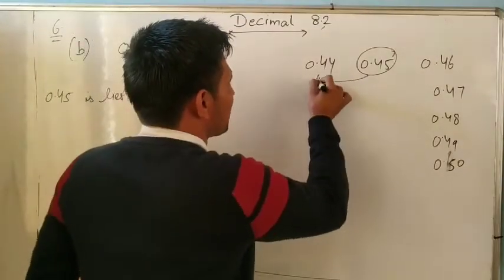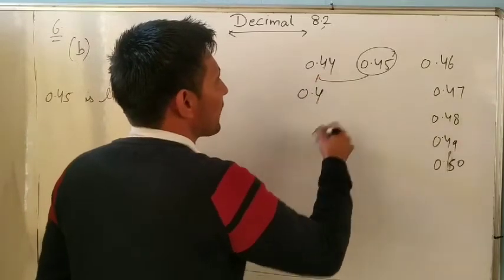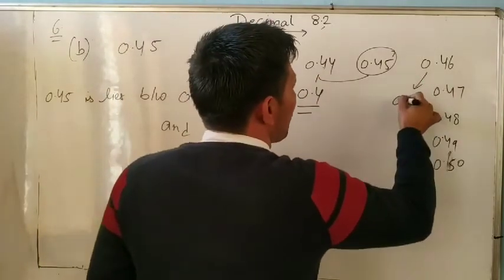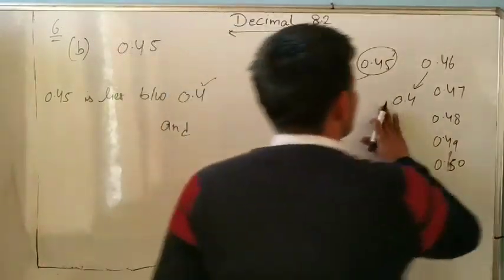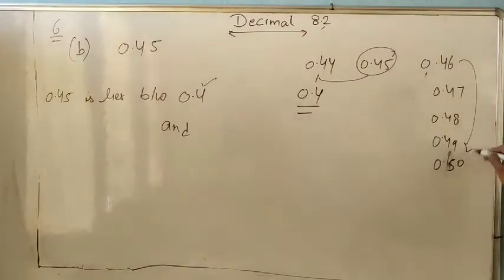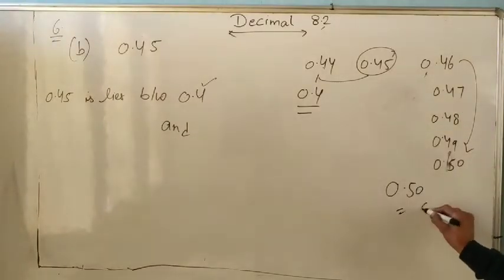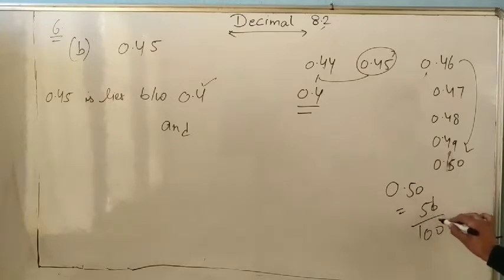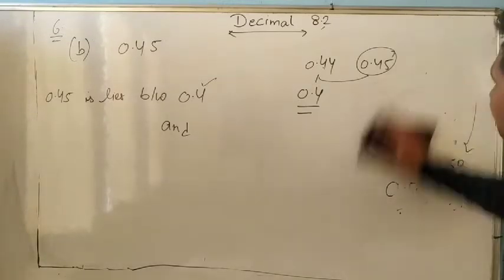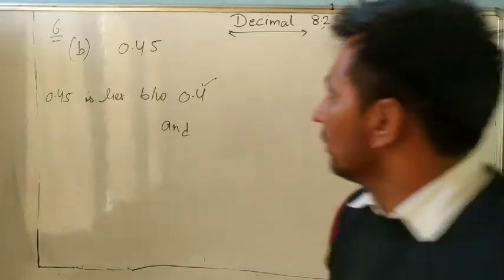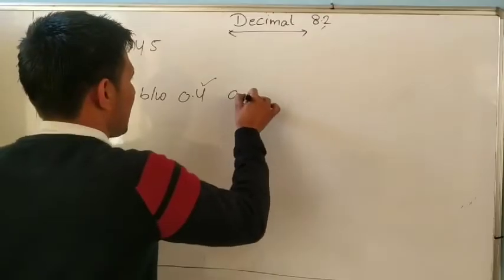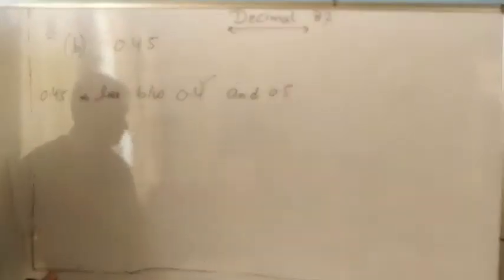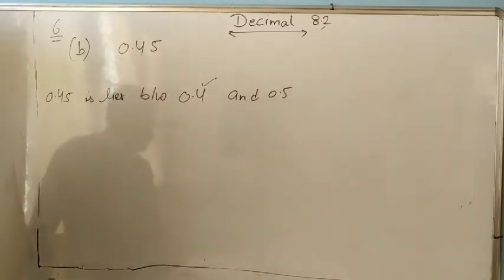So it means its 10th place is up to 0.4. So it lies between 0.4 and its 10th place 0.4. Is it possible for any number to lie between 0.4 and 0.4? No. So it means we will take 0.50. So 0.50, what is 50 divided by 100? It is 0.5. Okay, so you can write like this one. Otherwise, to write, 0.05 lies between 0.4 and 0.5.